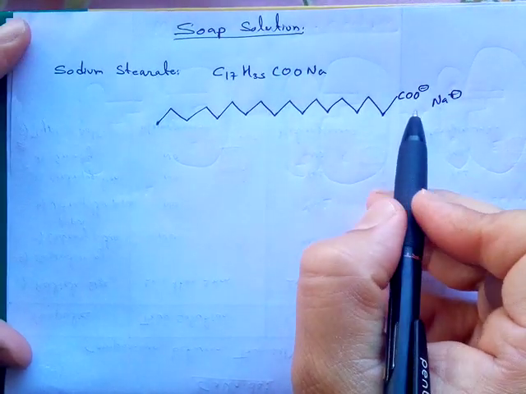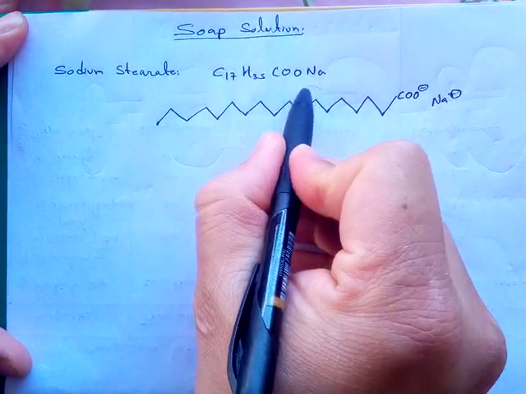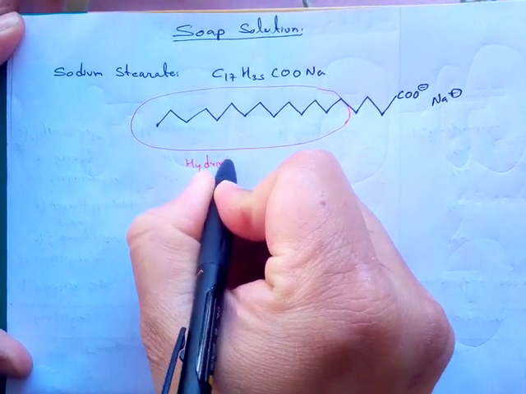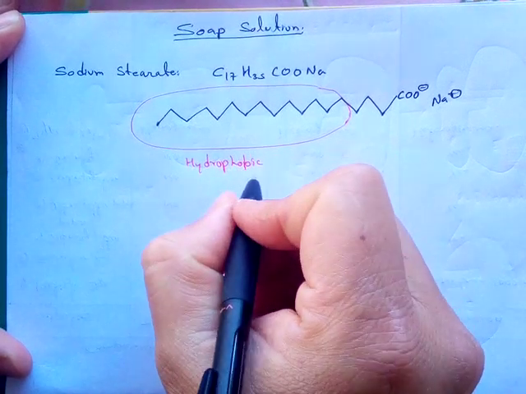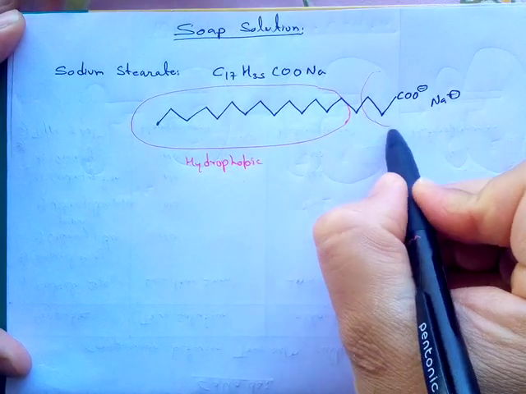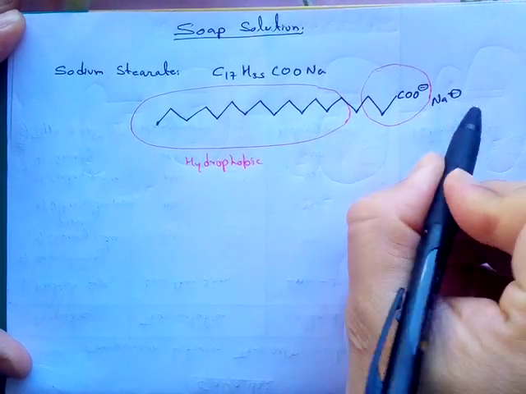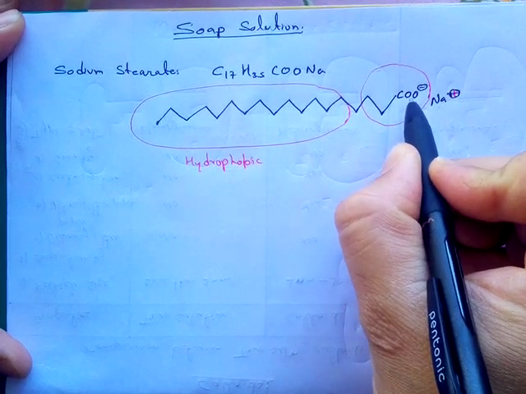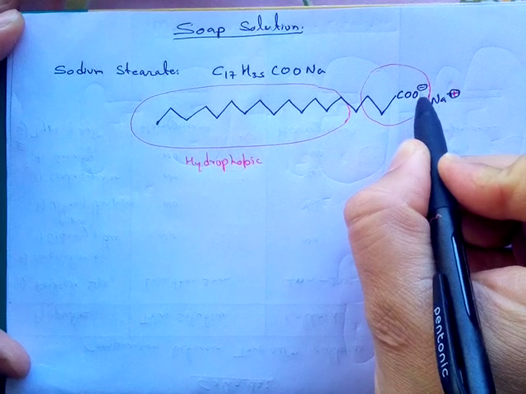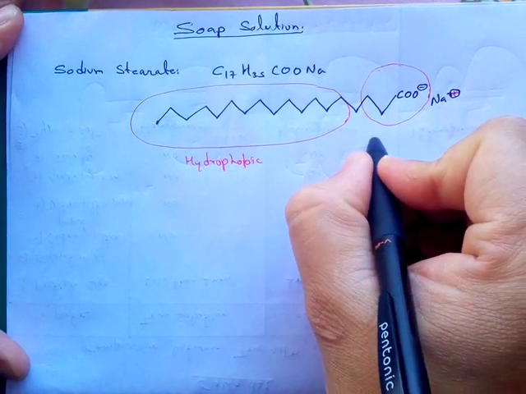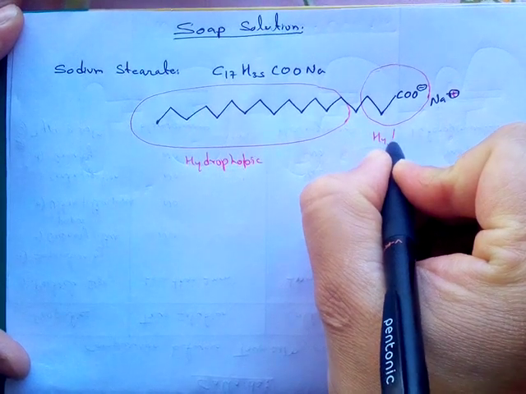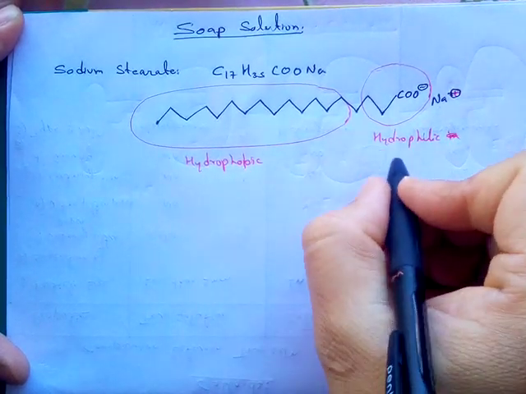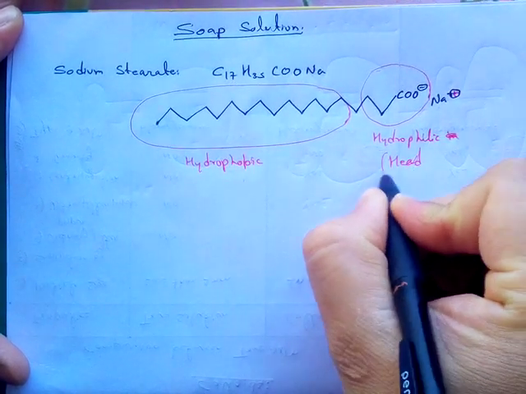Now we have learned this in class 10 also. This part is called the tail, and it is hydrophobic in nature. Hydrophobic means it is a water repelling part. This is called the head. The sodium goes into the solution, so we don't talk about sodium. This negative part, the carboxylate ion, is called the head. It is hydrophilic in nature, so we call it the head, and we call the other part the tail.